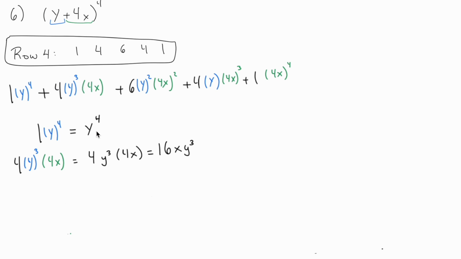I am simplifying this term. 4 times 4, 16, x times y cubed, xy cubed. In the next term, this one, 6y squared, 4x squared. Here I do have an exponent, so I need to simplify this parenthesis first. The parenthesis, 4x squared, is 16x squared. Now that I have simplified the parentheses and there are no more exponents above the parentheses, I can multiply 6 times 16, 96, x squared, y squared.